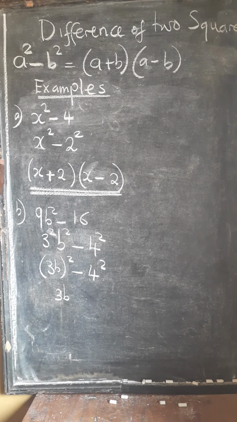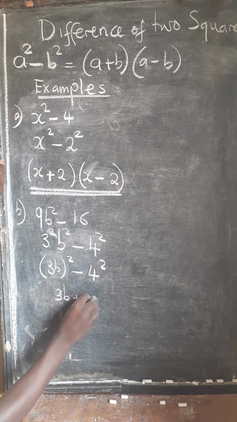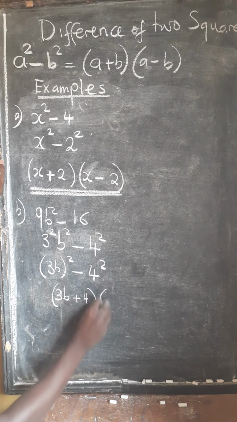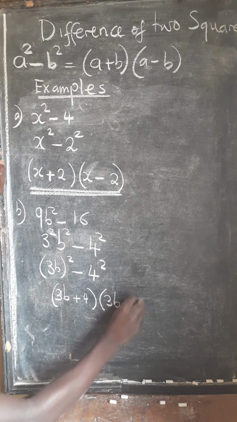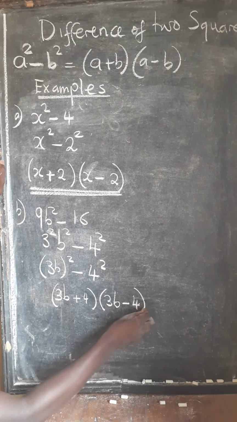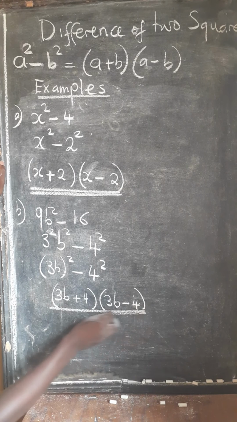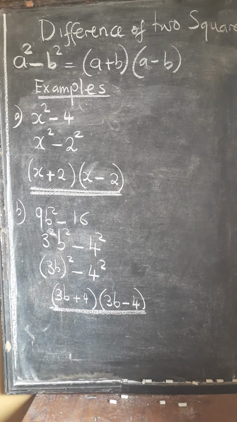3b plus 4. Then this side we have 3b minus 4. Okay? This is what is expected of us to do. Alright? So, it's as simple as this one. So, let's look at this one.